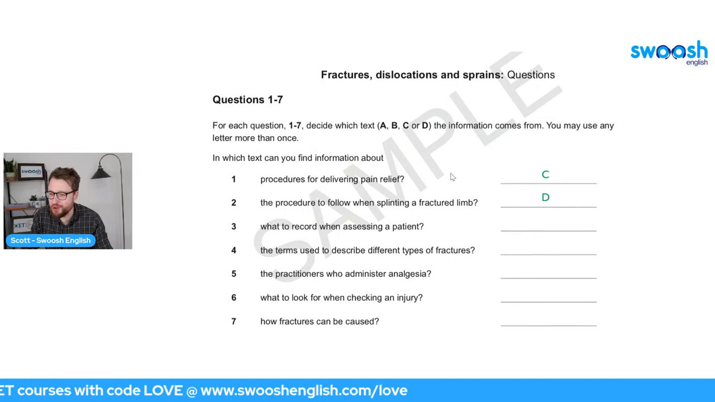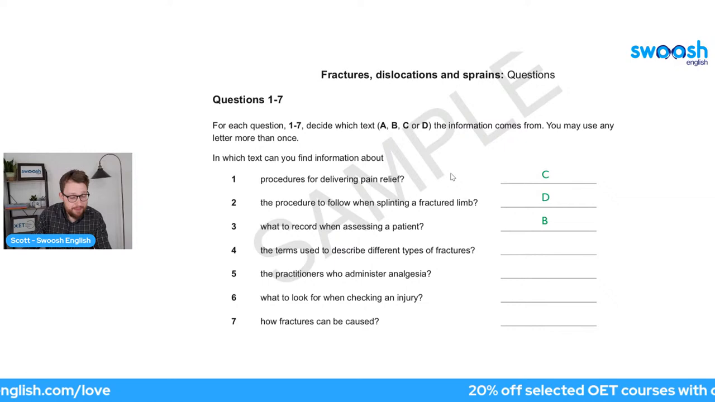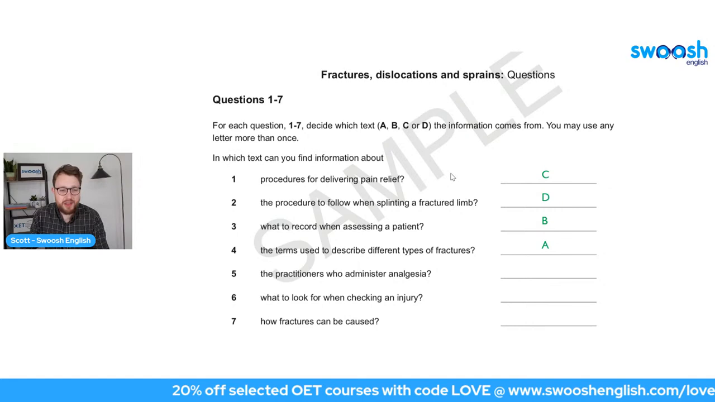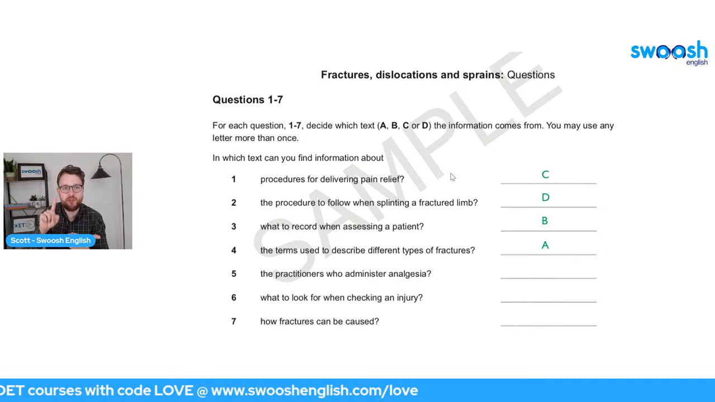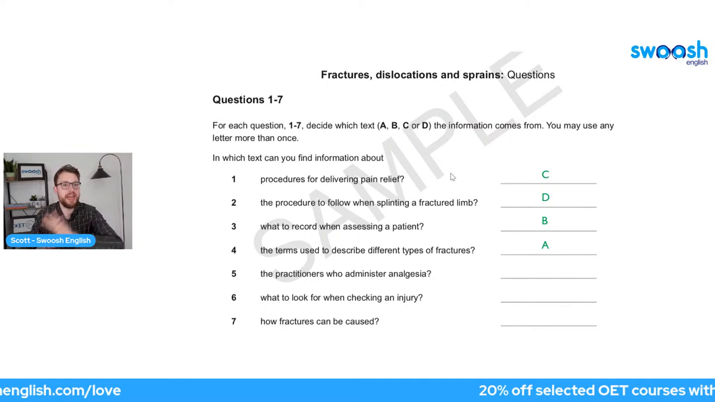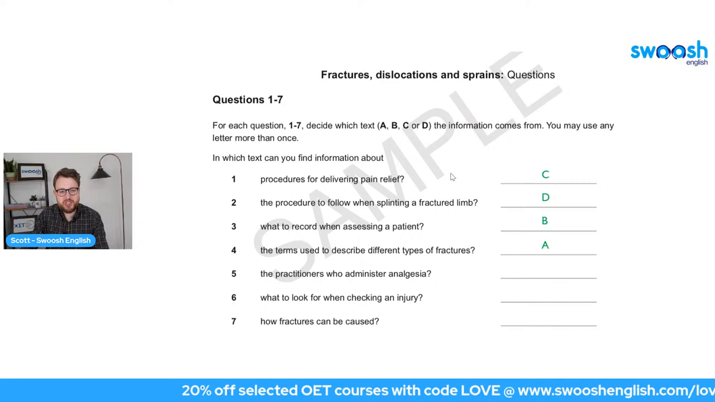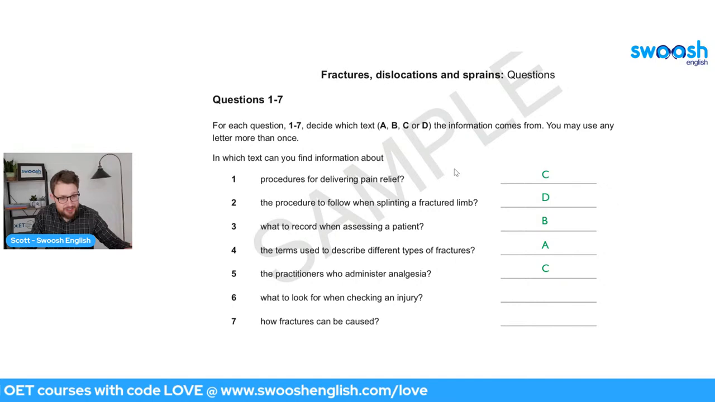Number three, what to record when assessing a patient was B. We talked about the management process. Well done to those that got that one correct as well. Number four, the terms used to describe different types of fractures, A. If you remember, the technique talked about dislocations, fractures, and sprains. Those are the headings, and the clues were in those headings themselves. Five, the practitioners who administer analgesia was C. Analgesia being a medication, a protocol, that matched with C nice and correctly.